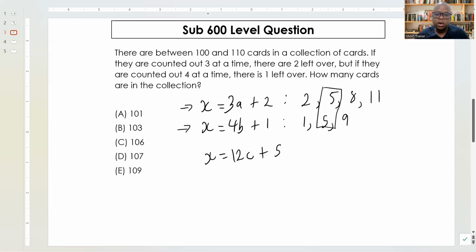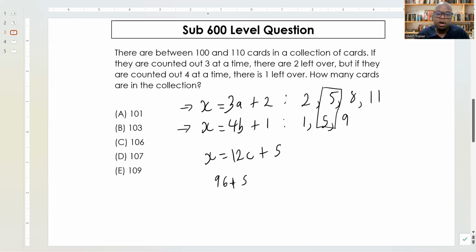So which multiple, what is this value of X which will fit this criteria? The closest number which is less than 100 or less than 110, that also if you add 5 will still be less than 110, is 96, which is 8 times 12. So I need 96 plus 5.